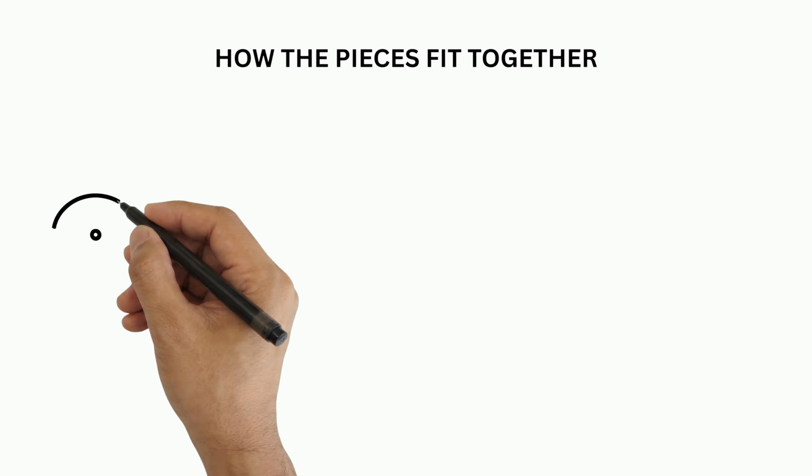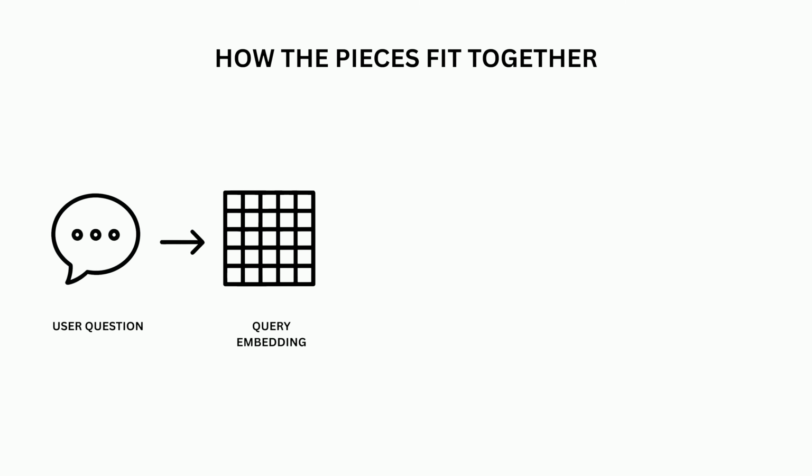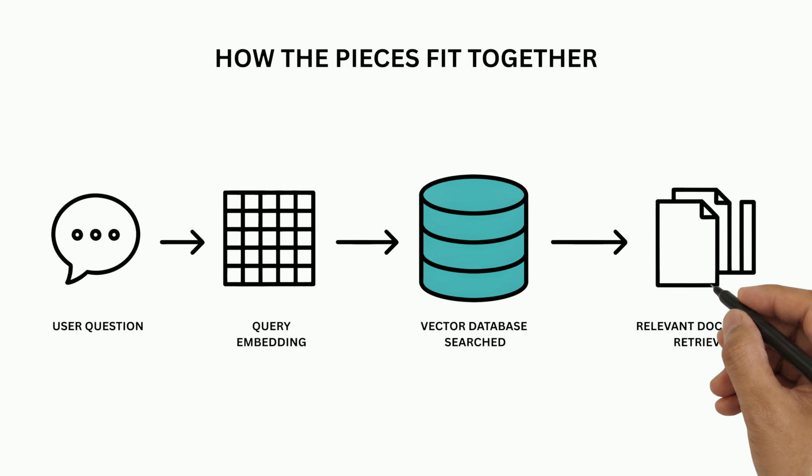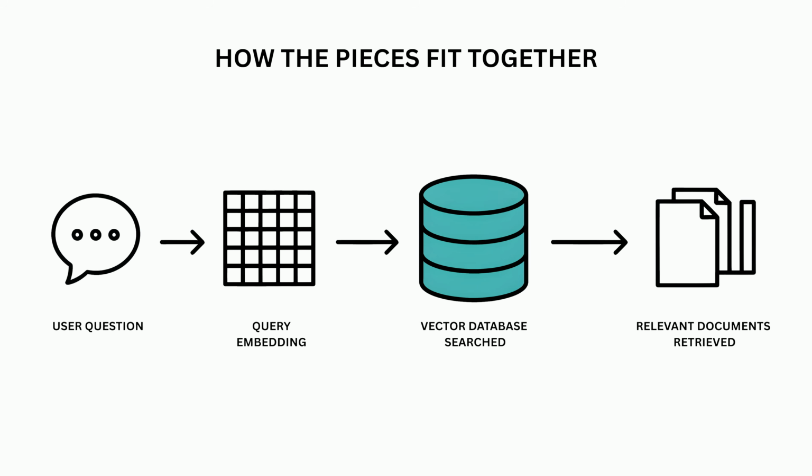Here's the full pipeline. The user's question gets converted into an embedding, just like we covered 2 videos ago. That embedding is used to search the vector database for the closest matching content. The matching documents come back, and now we have the raw material for an answer.